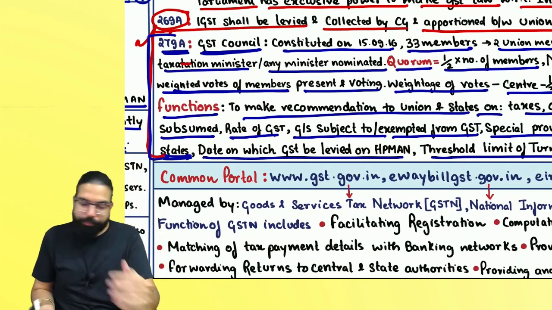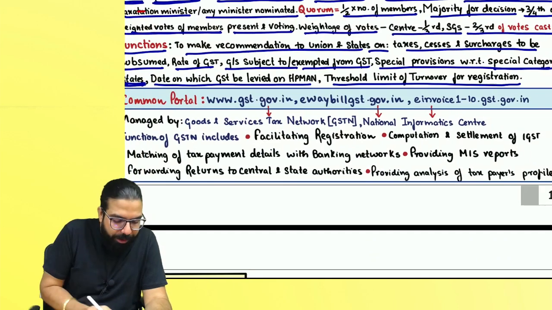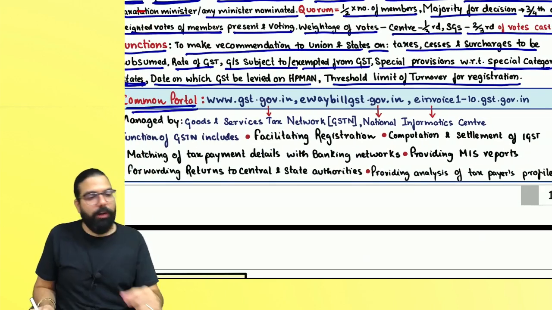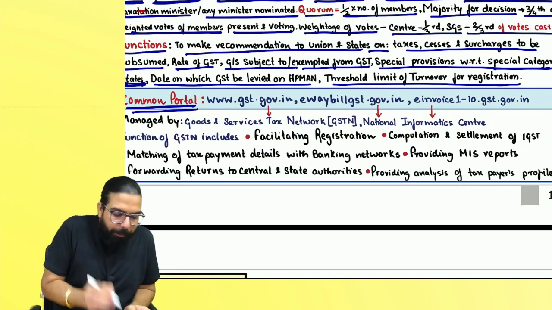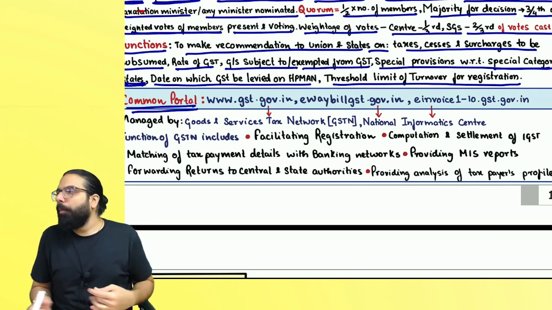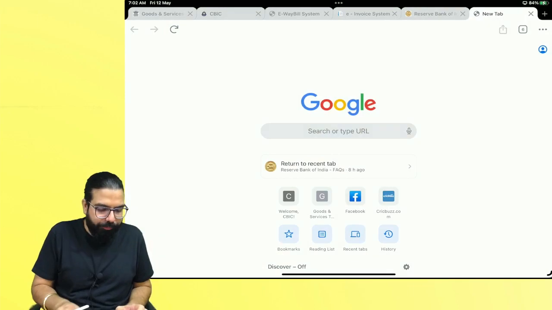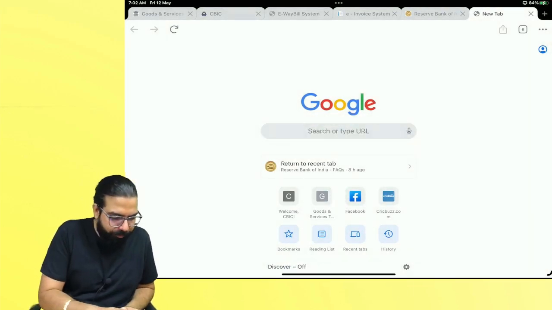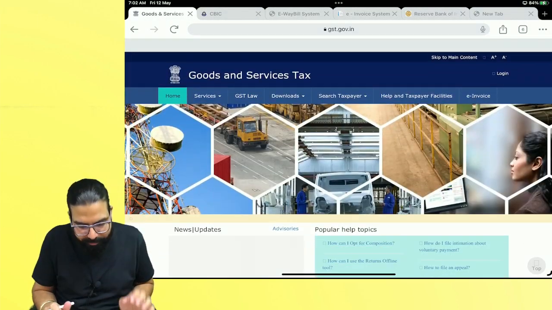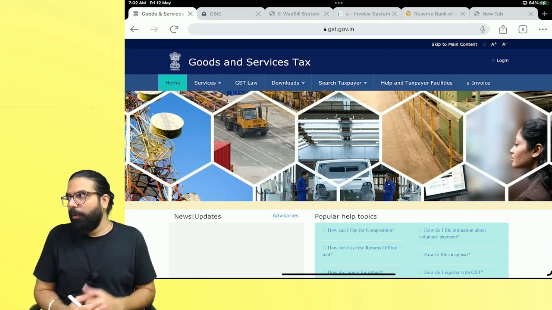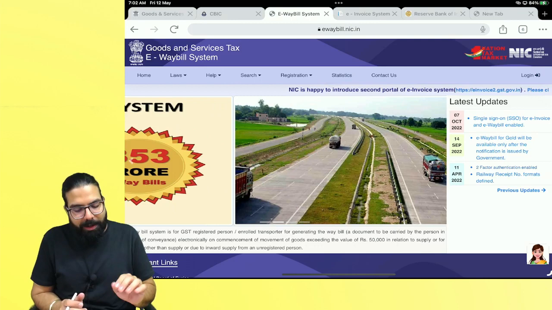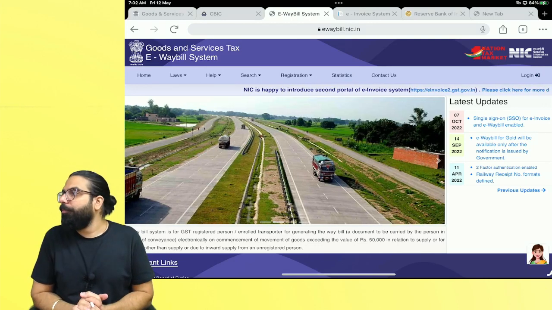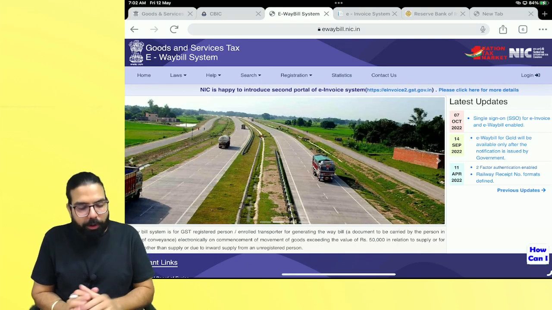Can we go ahead? Now, everyone, when you come down over here, the next one is this common portal. What do you mean by the common portal? So, common portal. What is the common portal, Baba? The common portal, I'll show you. If you come over here, this is the common portal, gst.gov.in. We call it the common portal. Okay? Then we have the e-way bill, e-way bill gst.gov.in. This is also the common portal.